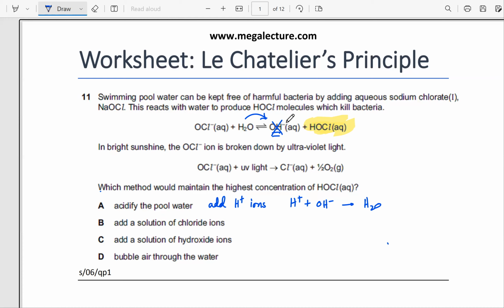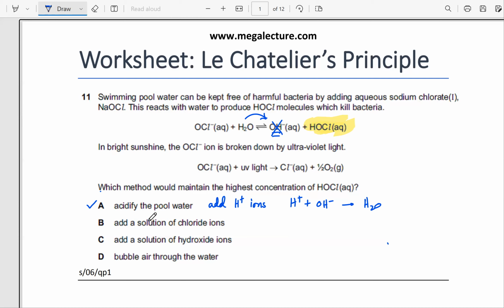So it will favor the forward reaction, right? And if it favors the forward reaction, then what will happen to HOCl? More HOCl gets produced. So that means A is correct, because he wanted more HOCl. So the forward reaction is going to be favored and more HOCl will be produced.